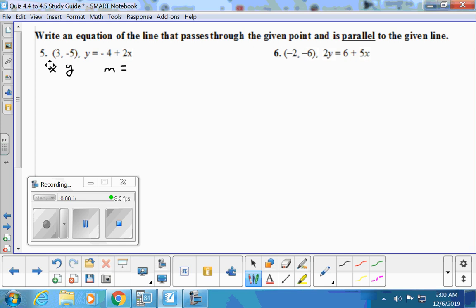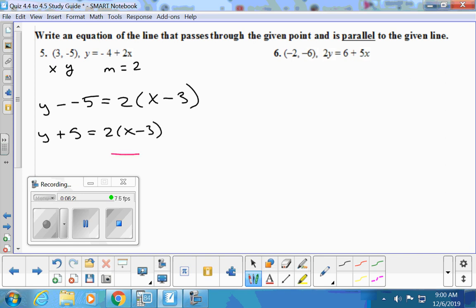2x. Just 2. You don't need an x with your slope. So y minus y equals slope, x minus x. And then we're done. I would just clean it up. So I'd make that a +5, and then we're done. We are done. That was so easy.